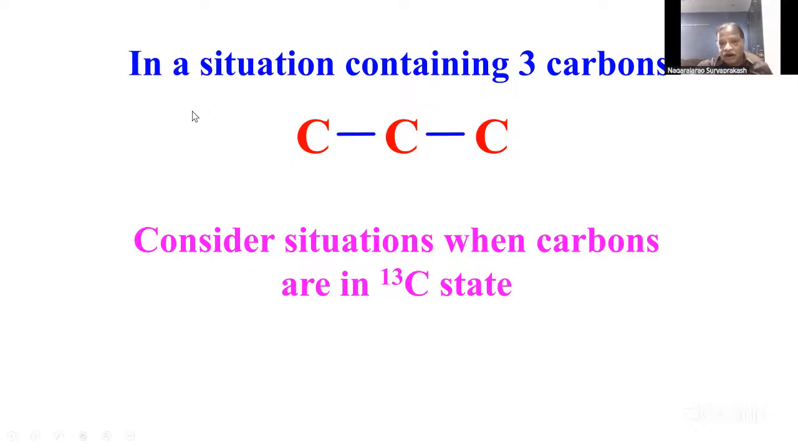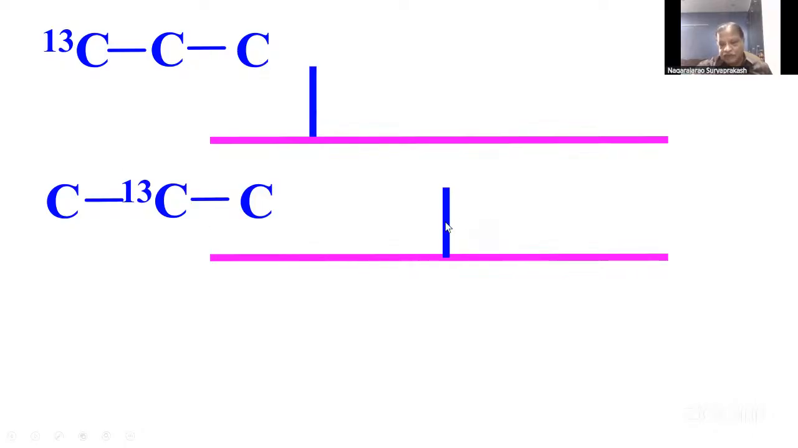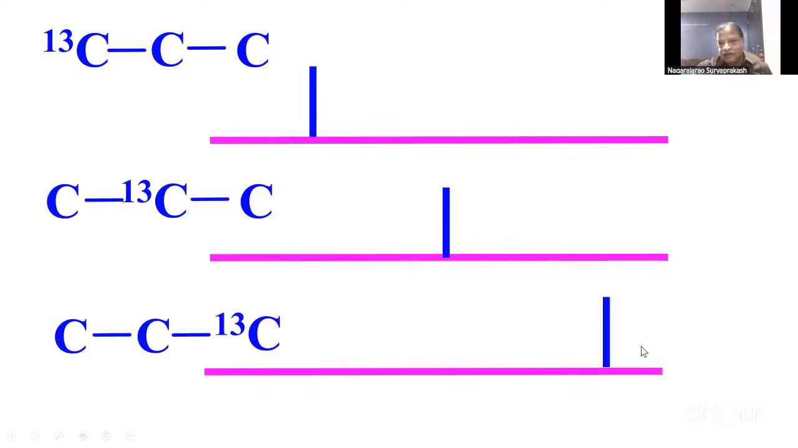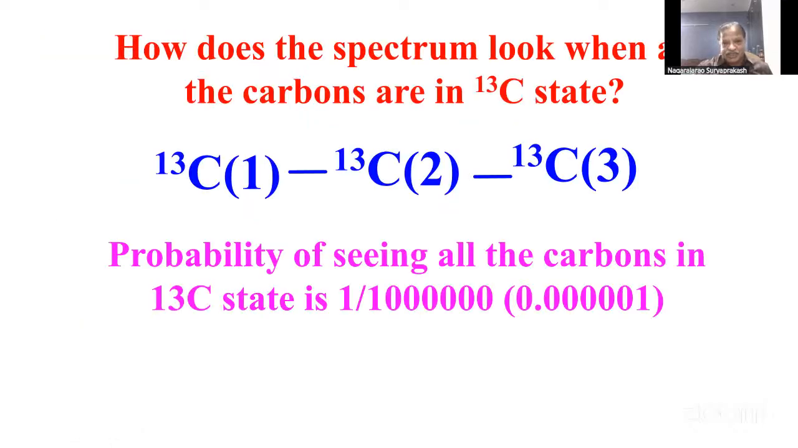Consider all the 3 carbons are in carbon 13 state. When this is carbon 13, you get 1 peak. But now, this is the situation. Possibility of all the 3 being carbon 13 is 1 in a million.